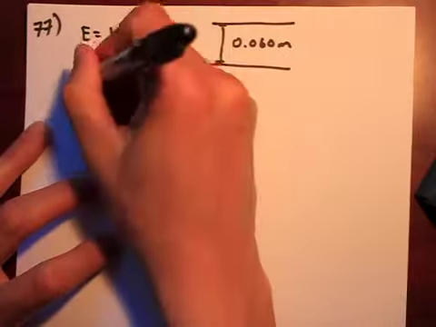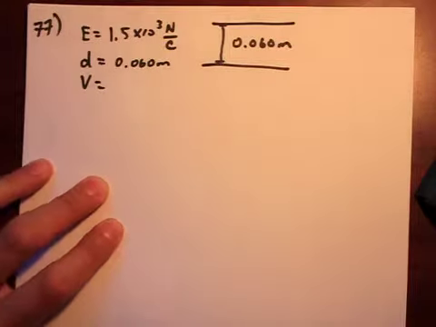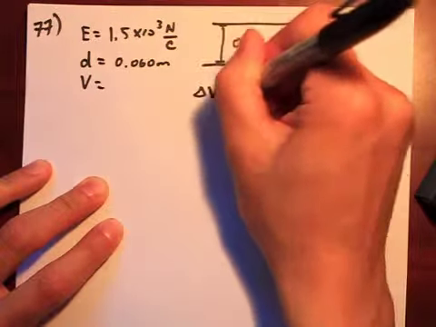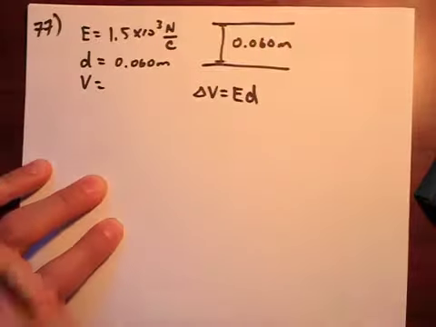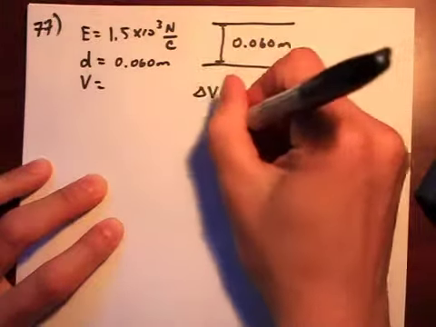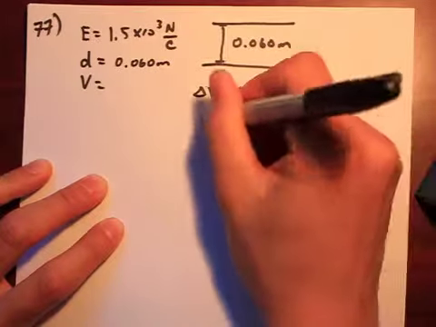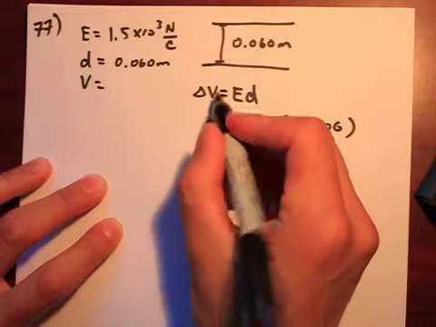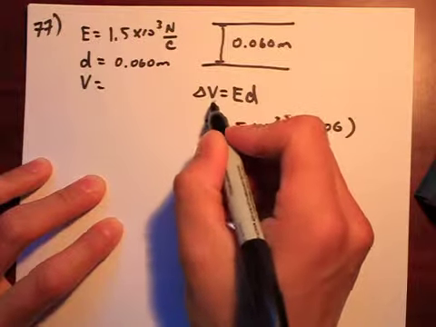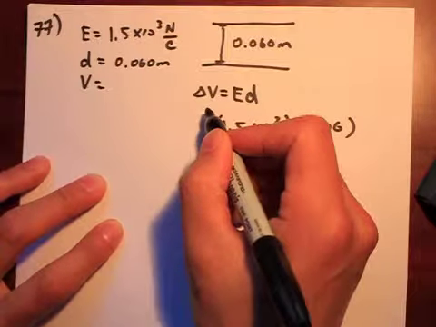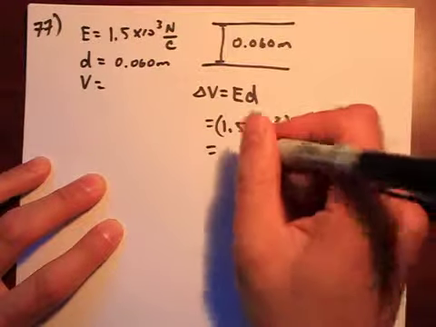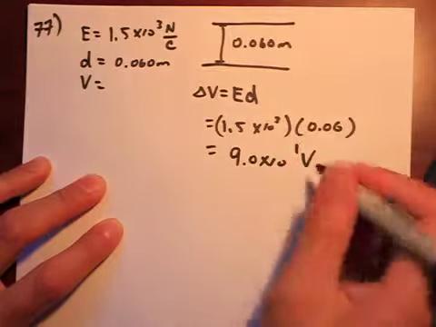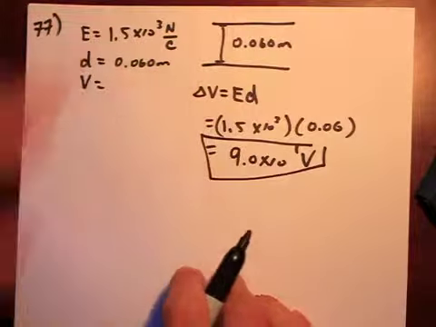You're asked to find the electrical potential. So you need to look in your notes for the short equation that I gave you last class, which is V is equal to E times D. Basically you just plug in the numbers, 1.5 times 10 to 3 times 0.06, and this gives you the electrical potential. Remember, electrical potential is measured in volts. So the final answer you should get is 9.0 times 10 to the power of 1 volts. So that's your electrical potential between these two plates.